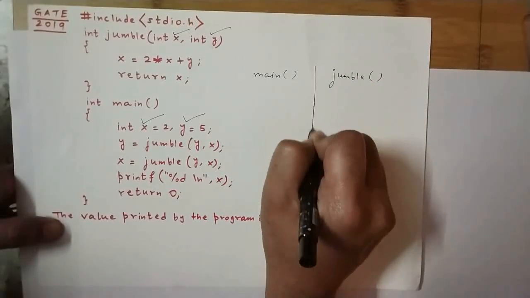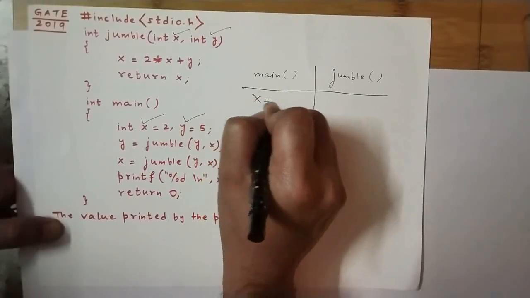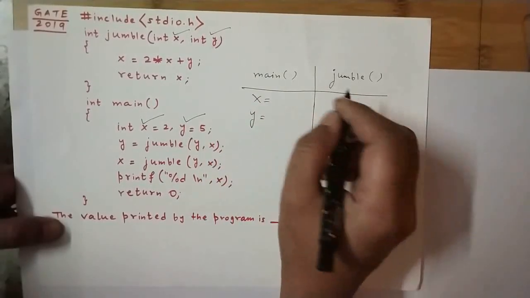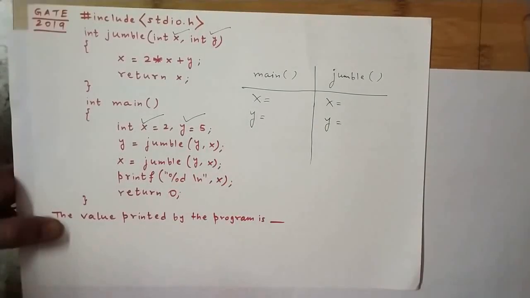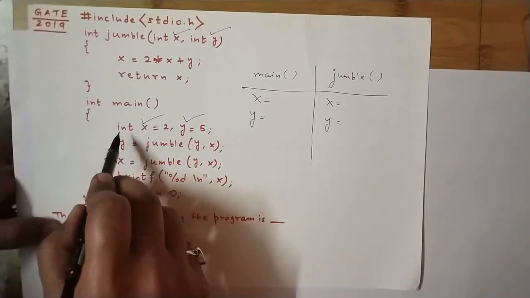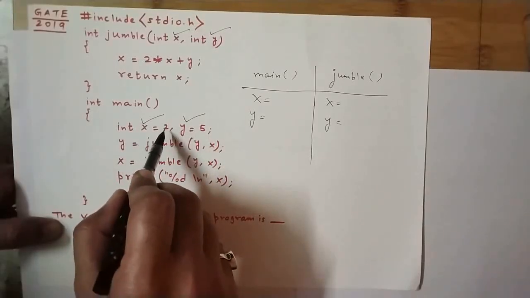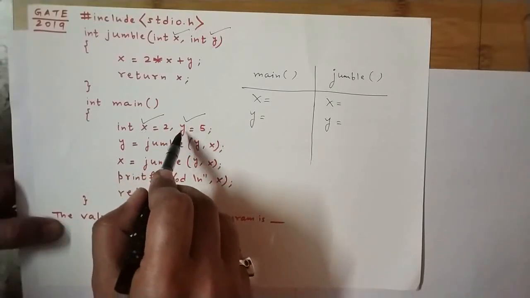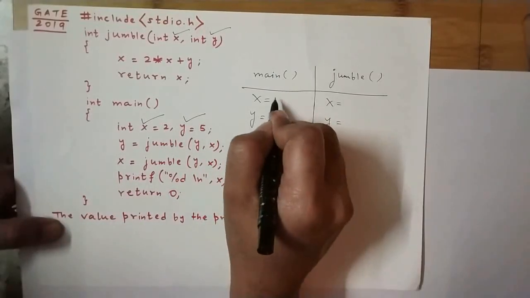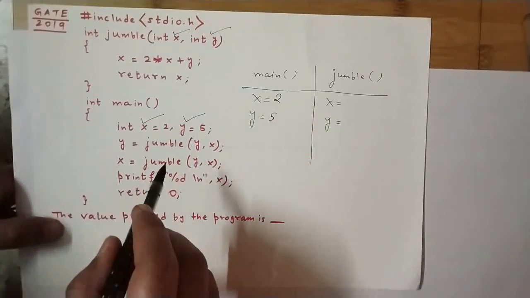And I'll maintain the values of x and y in order for you to understand clearly what's going on. Let us proceed line by line. The first line in the main method is telling us that a value of 2 has been given to x and the variable y has been initialized with the value 5. X gets a value of 2, y gets 5.